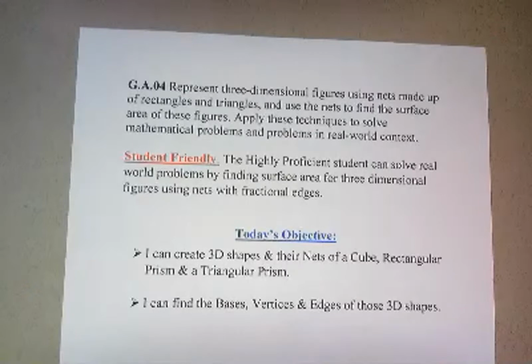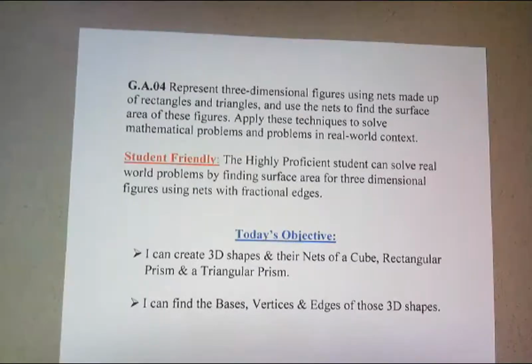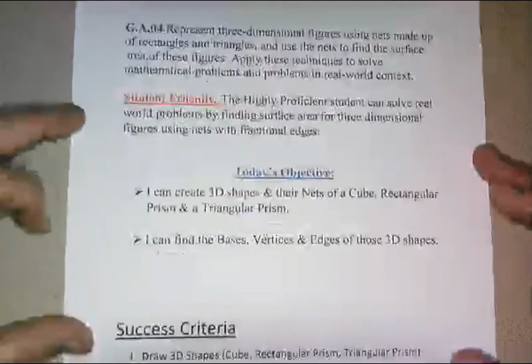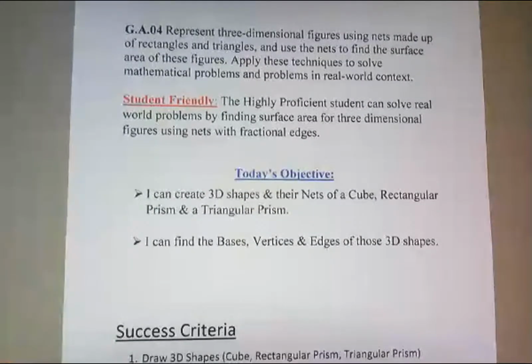The student-friendly objective is that the highly proficient student can solve real-world problems by finding surface figures using nets with fractional edges. So in order for us to do that, our objective for today is that I can create 3D shapes and their nets of a cube, rectangular prism, and a triangular prism.